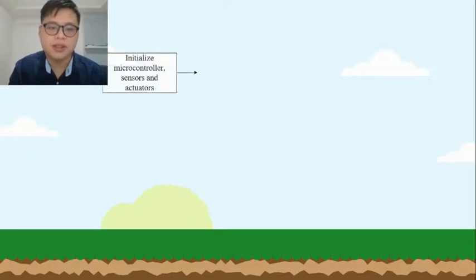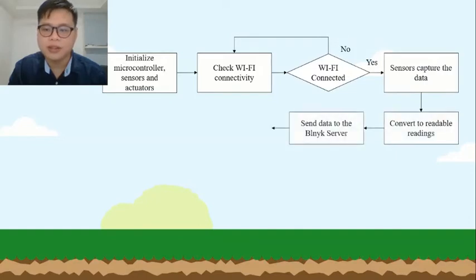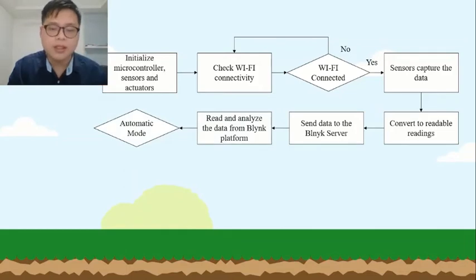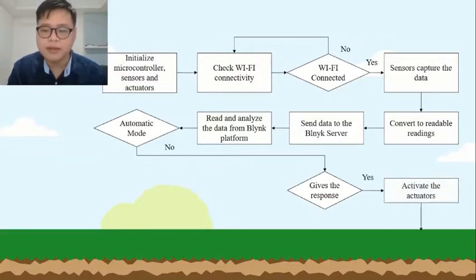We will start. First of all, we will initialize the microcontroller and check the Wi-Fi connectivity. The sensors will capture the data, convert it to readable readings and send it to the Blynk system. The user will be able to read and analyze the data from the Blynk platform. Next, if the automatic mode is not switched on, the system will wait for the response from the user. Therefore the actuators will activate based on the user.